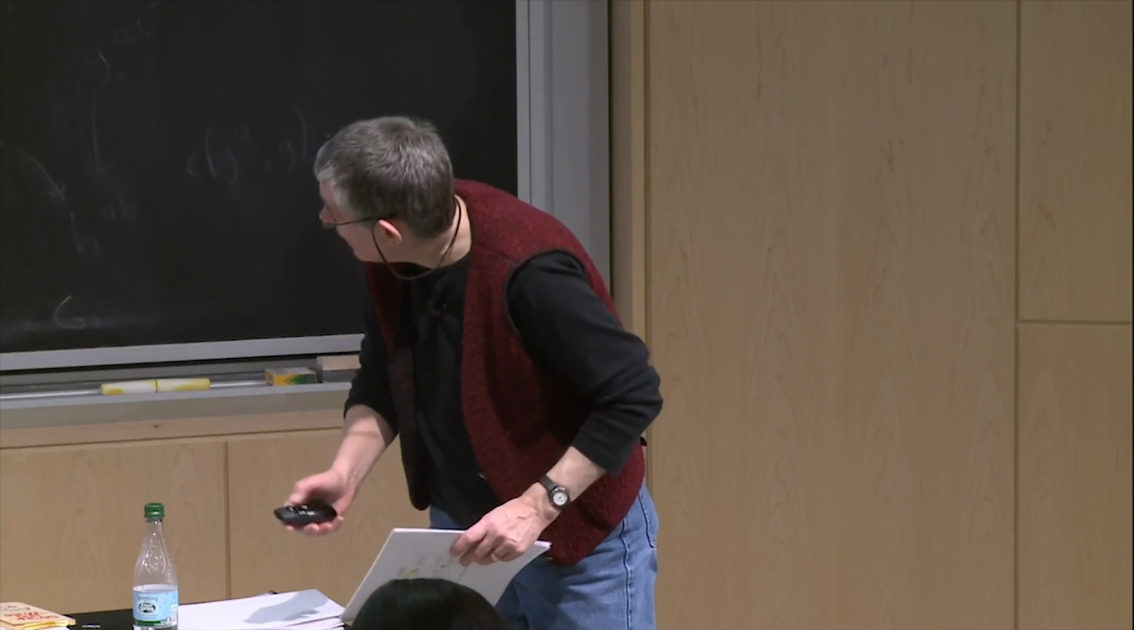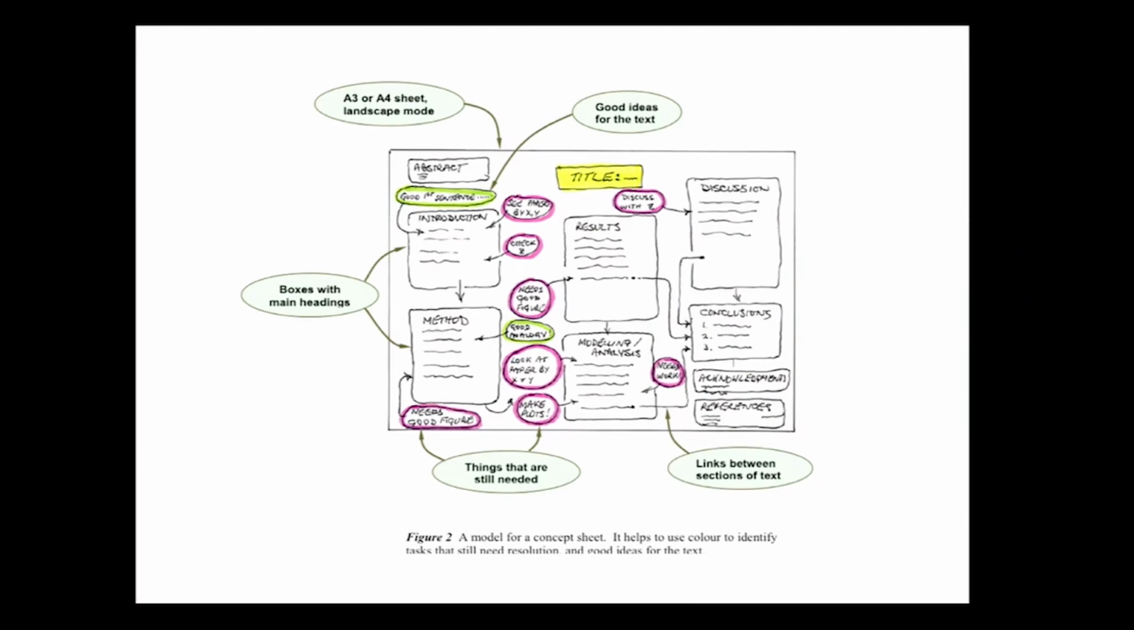Okay, now the next phase is to make what Mike calls a concept sheet. I would just think of this as an outline. And I always make some sort of outline before I try to write anything. There are different ways you can do that. The thing that Mike's got here, and there's a nice little figure on page 6, which is what I've got up here, is he takes a big piece of paper. In Europe, it would be known as the A3. Here it would be known as the 8.5 by 17.